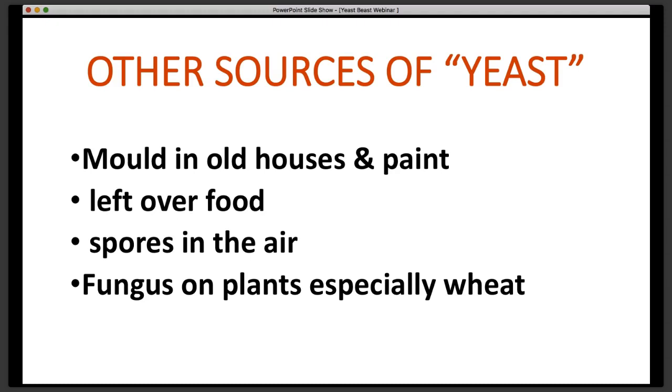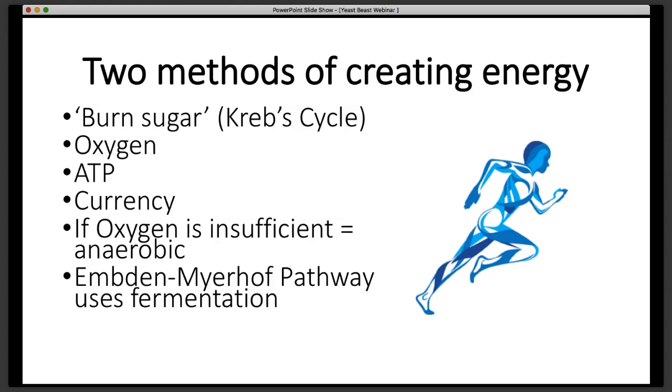A lot of plants reproduce themselves with spores. Now, there are two methods of creating energy. One is where we burn sugar in the presence of oxygen. That's called the Krebs cycle.